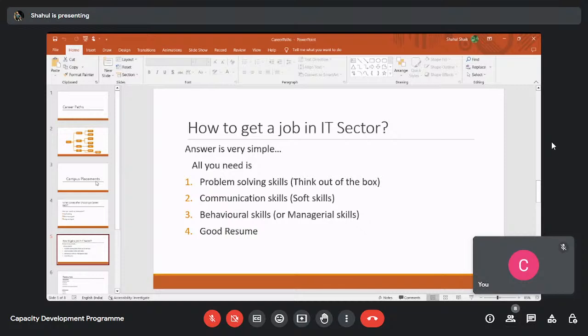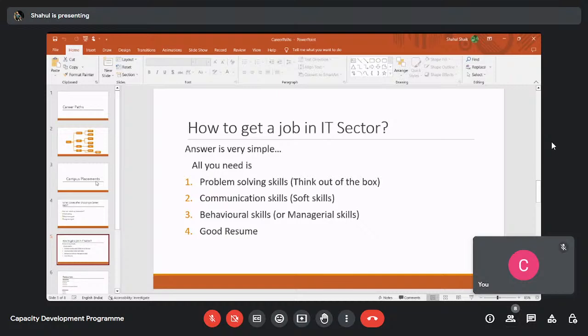That's it. Now coming to the slide, how to get a job in the IT sector. See, it's very simple. All you need is, one, problem solving skills, second, communication skills, third, behavioral skills, and finally a good resume. Let me explain everything point by point.